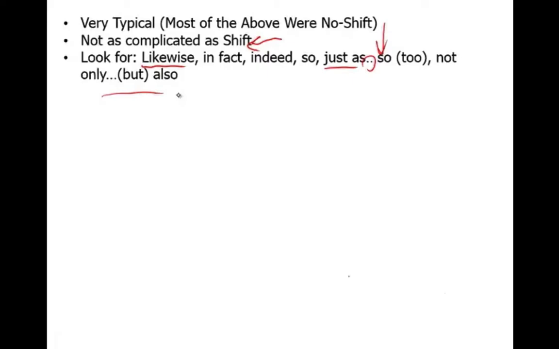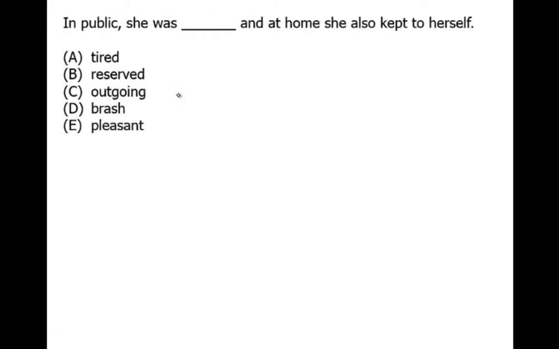To give you an example of the difference between a no shift and a shift sentence, let's take a very basic sentence, starting with: in public, she was blank, and at home she also kept to herself. What's important here is the "and." There is no contrast. In public, she's the same way she's at home. She keeps to herself. She is someone who is reserved, not outgoing or brash, which is speaking your mind in an obnoxious way. Tired doesn't quite fit the context.